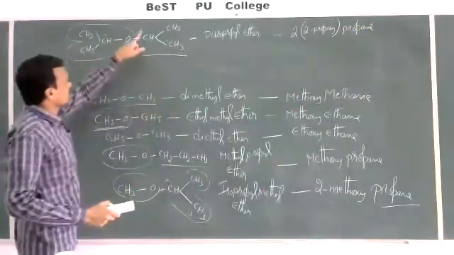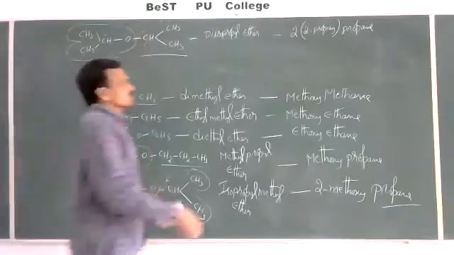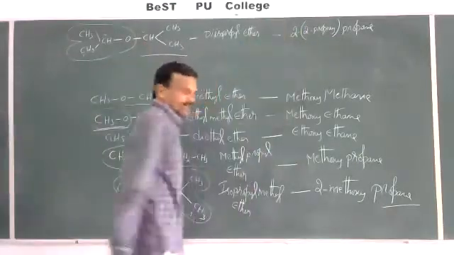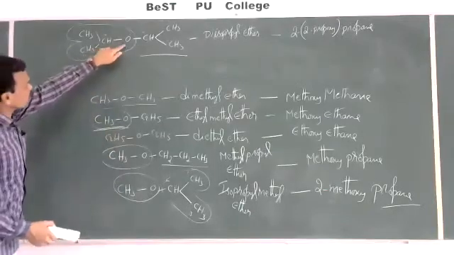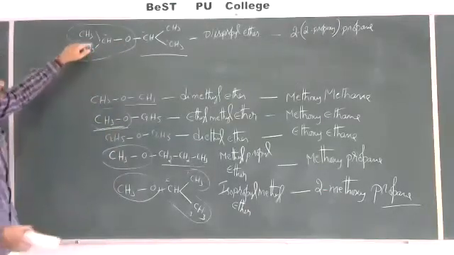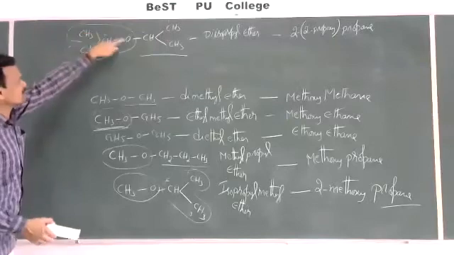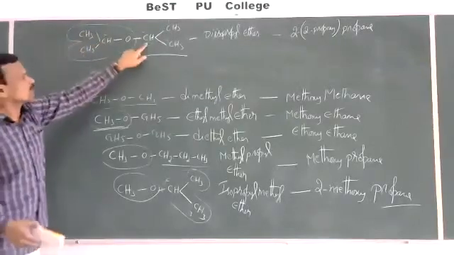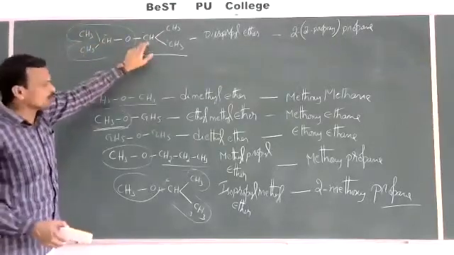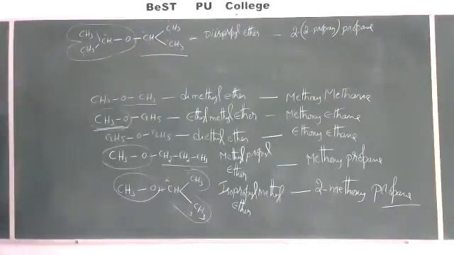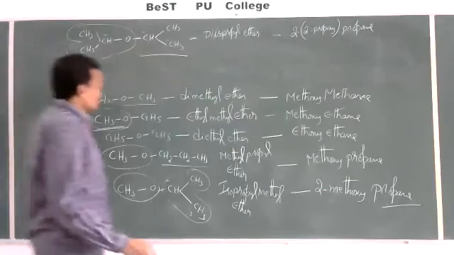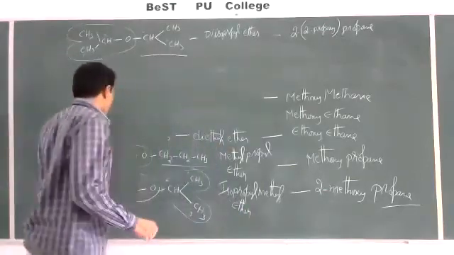So in the propane, at the second position, which substituent is there? 2-propoxy. Don't write this as isopropoxy. This is 2-propoxy propane. Yes, this is the IUPAC name of this compound. Right. Now let us take some other examples.